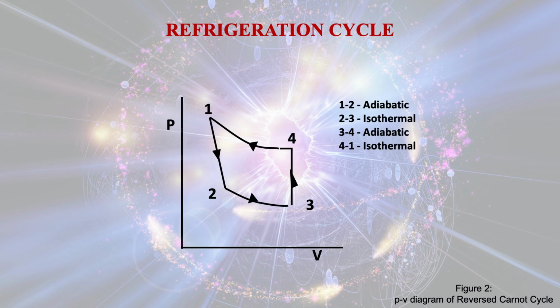This is the pressure volume diagram of the reversed Carnot cycle. So 1 to 2 is adiabatic expansion, 2 to 3 is isothermal expansion, 3 to 4 is again an adiabatic process, and 4 to 1 is an isothermal compression process.